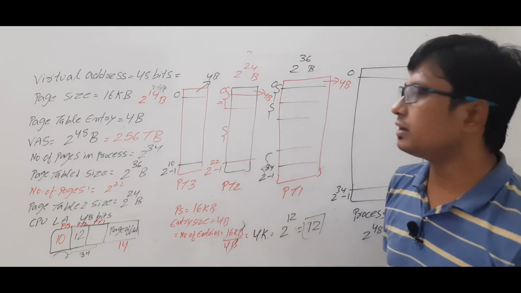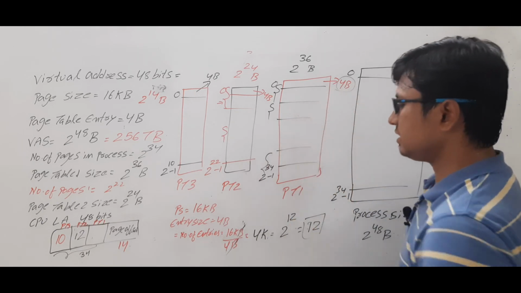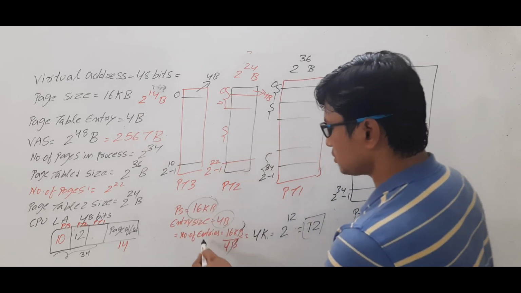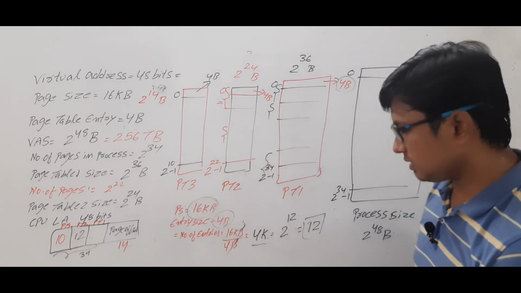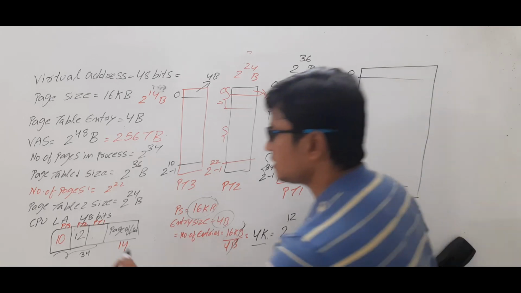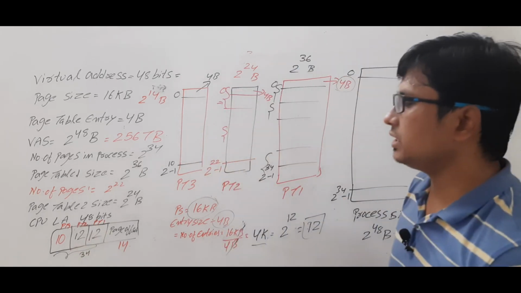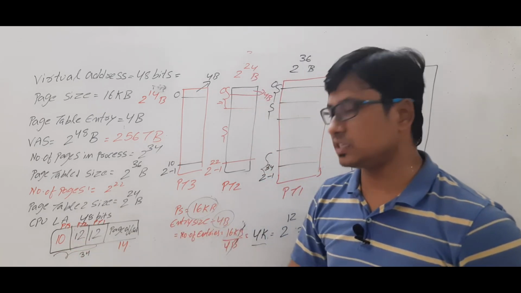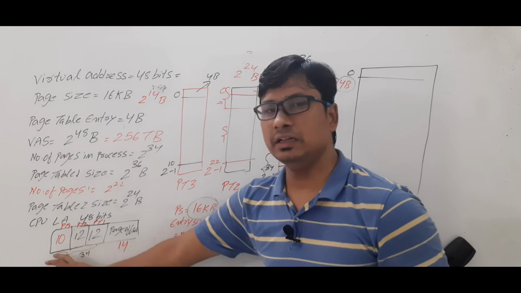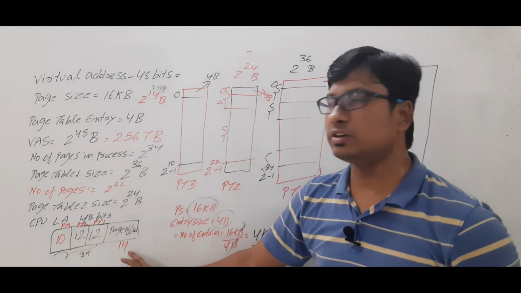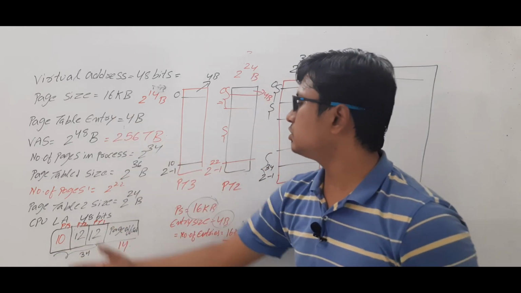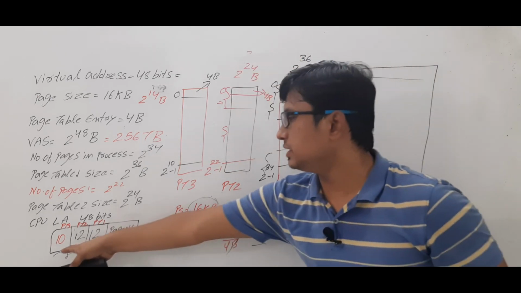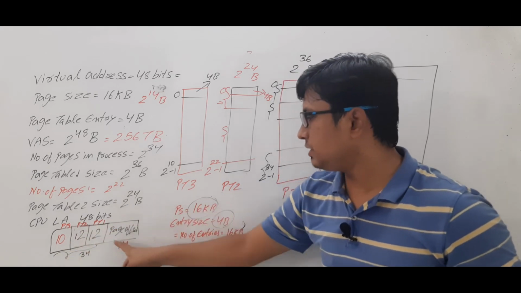Similarly, for page table 1, look at the entry size: 4 bytes only. The page size is also 16 KB, so the number of entries again will be 4K. So how many bits are required? 12 bits. If you count, 10 plus 12 is 22, 22 plus 12 is 34. So this part is 34 bits, and the page offset depends on the page size, which is 14 bits. So the split up, which they will finally ask for, is 10 bits, 12 bits, 12 bits and 14 bits.